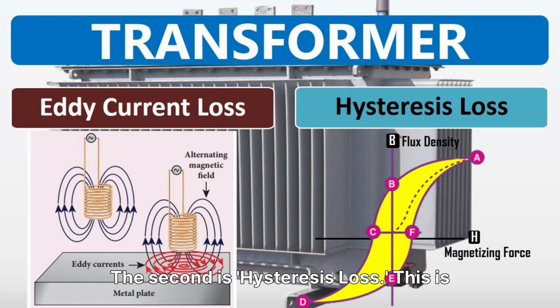The second is hysteresis loss. This is caused by the friction of the magnetic domains flipping back and forth 50 or 60 times a second. To solve this, we use soft iron or silicon steel.